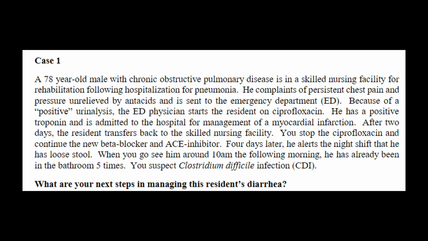4 days later, he alerts the night shift that he has loose stools. When you go see him around 10 a.m. the following morning, he has already been to the bathroom 5 times. You suspect Clostridioides difficile infection. What are your next steps in managing this resident's diarrhea?